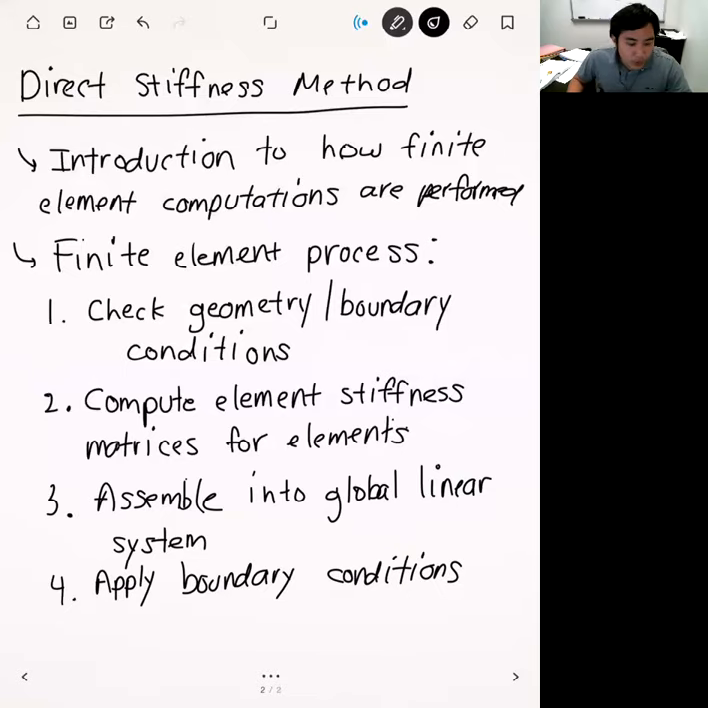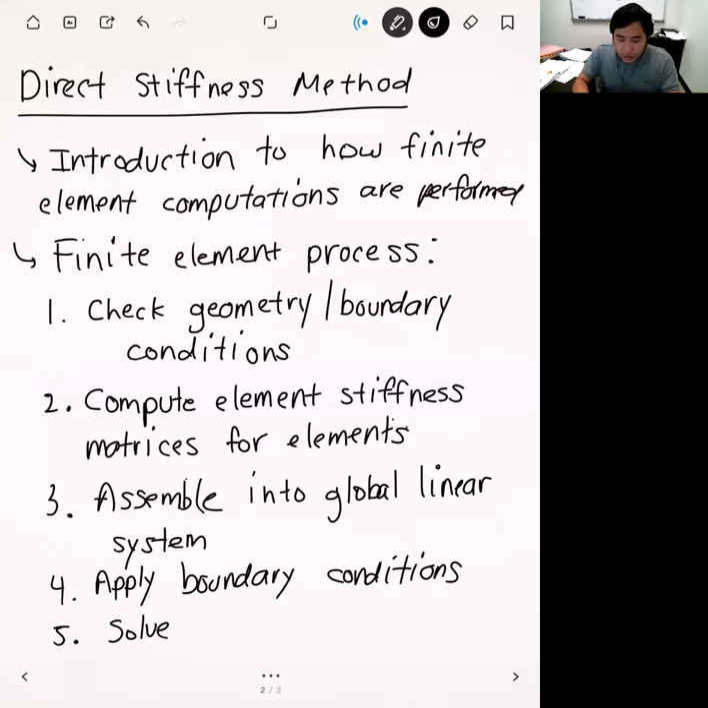Those will be things like where we apply our fixed supports, which nodal degrees of freedom are going to be fixed, and which nodes we are going to apply our loads to. And in step 5, we can solve. Once we've applied our boundary conditions, our global linear system will be able to be solved, and we just punch it into MATLAB and let it do its thing.